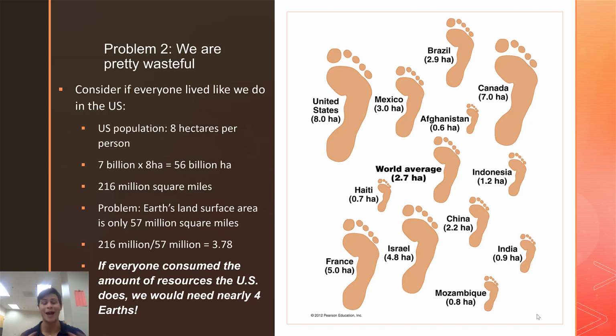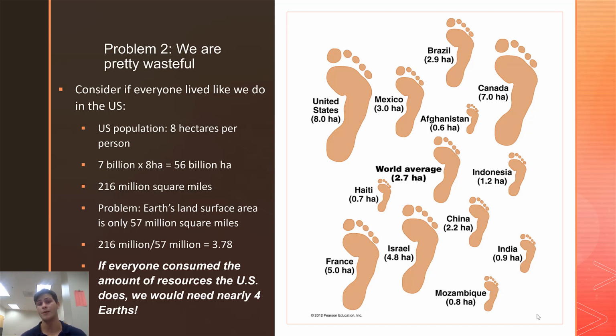Now, when we look at the actual surface area of the Earth, that comes out to around only 57 million square miles. So there is an enormous discrepancy between how much area we would need if everyone consumed the way we do in the United States versus how much actual area is available. So basically we would need almost 4 Earths to supply the resources and dispose of the waste that we generated if everyone consumed resources and generated waste like the United States.